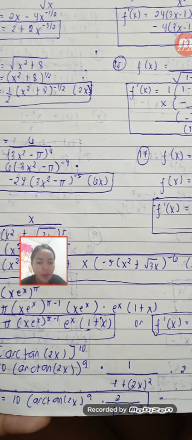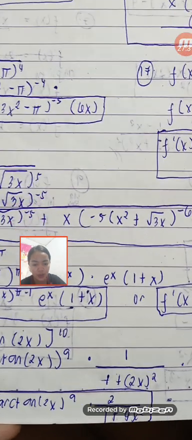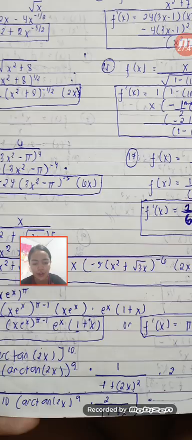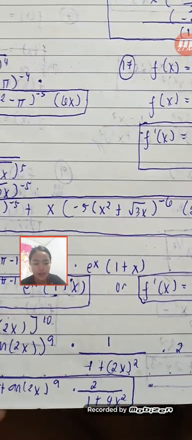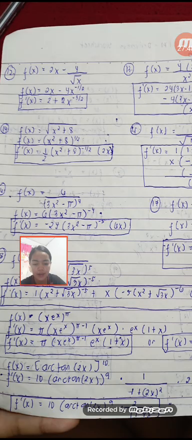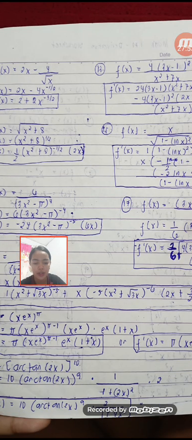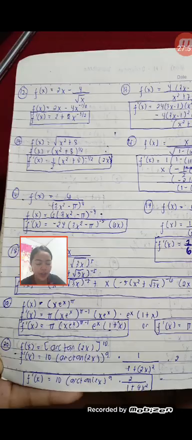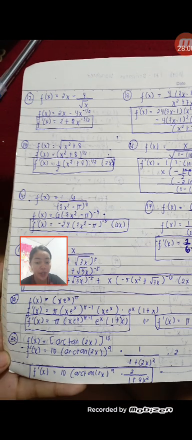Why? Because according to the formula of getting the derivative of arctan, it is this. So 1 plus 2x squared. So that is the formula. And the derivative of 2x is basically 2. That's why our final answer is 10 arctan multiplied by 2x raised to the power of 9 multiplied by 2 over 1 plus 4x squared. So in differentiating, you can also simplify your answer.